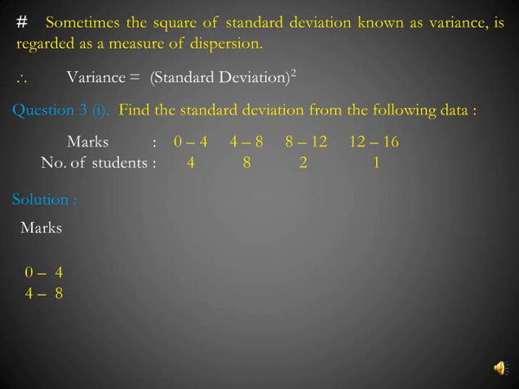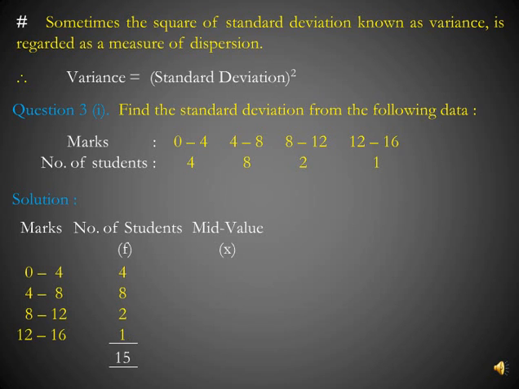The first column will be of marks, which is in the form of class intervals, that is 0 to 4, 4 to 8, 8 to 12 and 12 to 16. The second column will be of frequency, that is f, 4, 8 to 1. Doing its sum comes to 15. The third column will be the mid value x. As you all know how to calculate the mid value, 0 plus 4 divided by 2 is 2, 4 plus 8 divided by 2 is 6, 8 plus 12 divided by 2 is 10, and 12 plus 16 divided by 2 is 14.